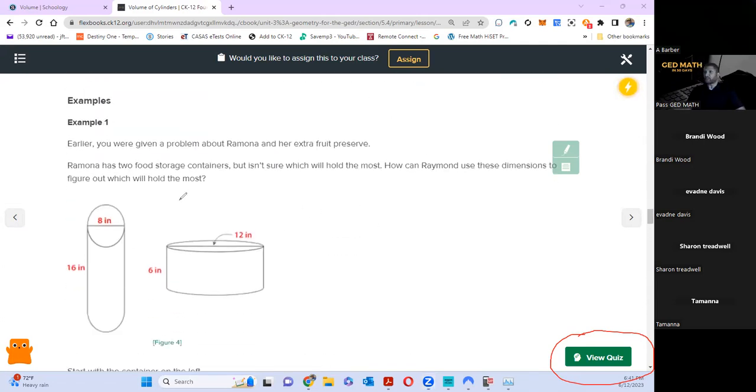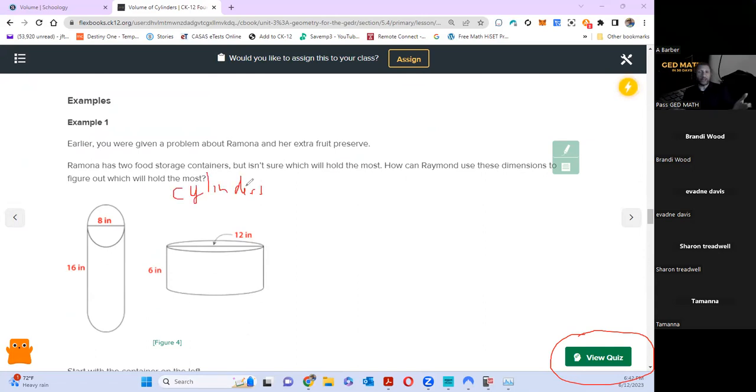For example, okay, whatever this is. It has two food storage containers, but Raymond isn't sure which one will hold the most. How can Raymond use these dimensions to figure out which will hold the most? Okay, so what you should know is volume is capacity, how much something holds. The second thing you should realize is that these are both cylinders.